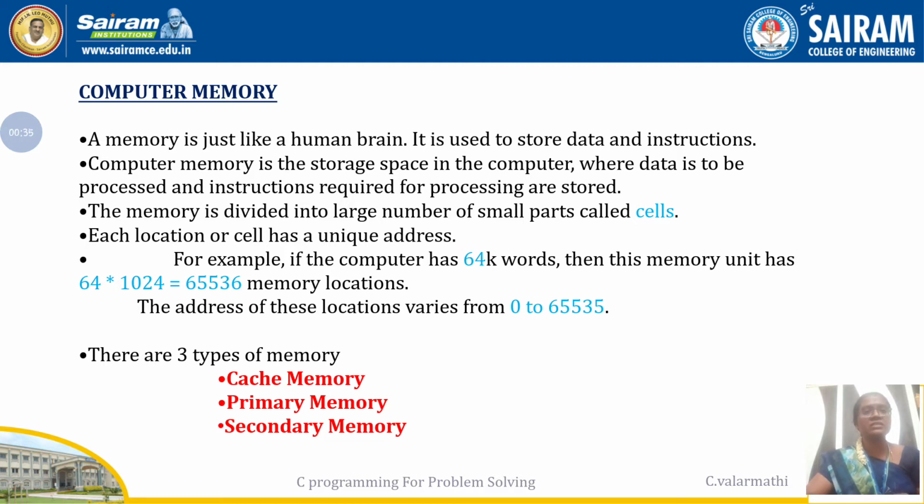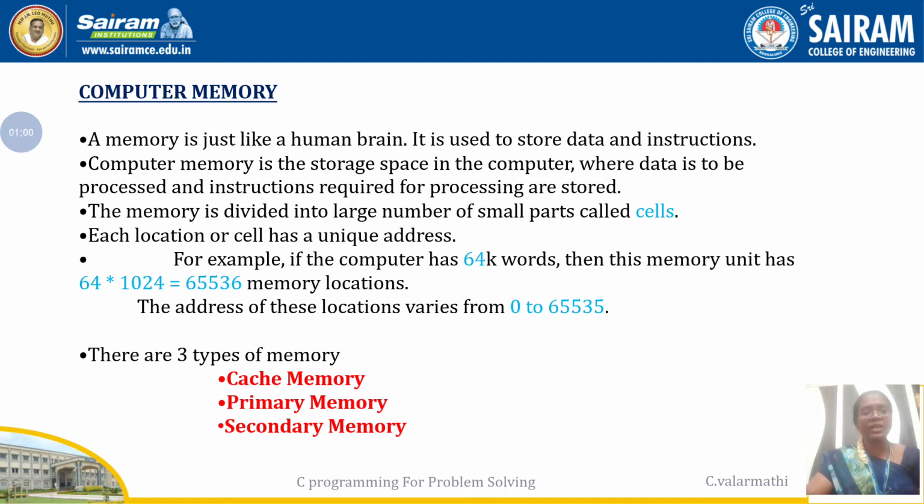This computer memory is a storage space in the computer where the data to be processed and the instructions required for processing are stored. Data is nothing but the values given by the user to be processed, and the instructions are required to process your data. So it will store both data and instructions, right? This is called memory.